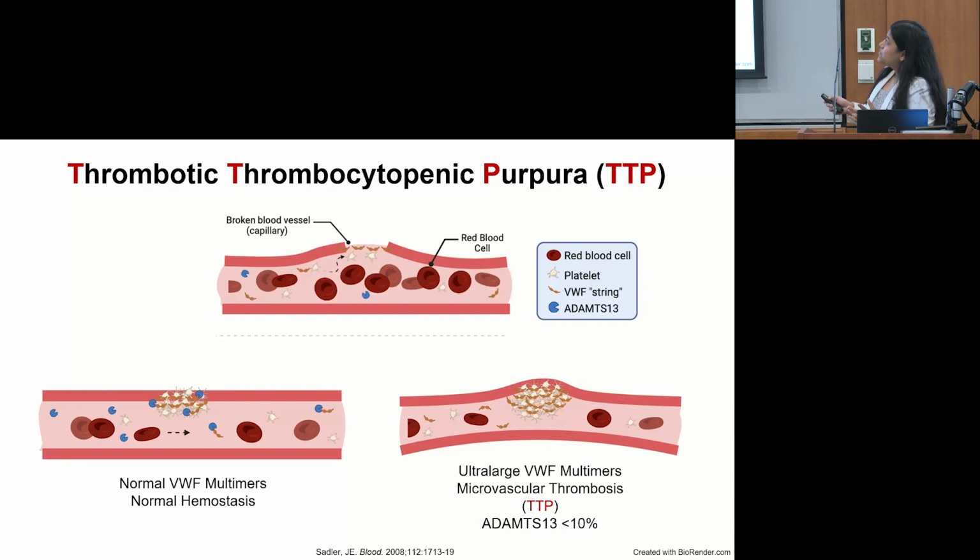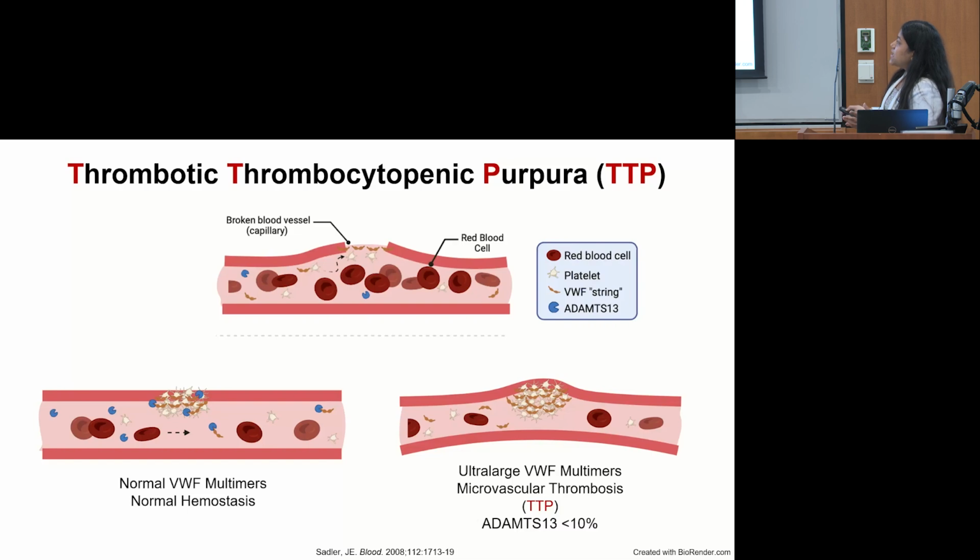So when there's injury to a blood vessel, the site recruits initial proteins to initiate primary hemostasis. So we have here VWF strings, or von Willebrand factor, that actually act as anchor points for platelets. So platelets start forming our blood clot and initiate the whole blood clotting cascade. So in normal hemostasis, we have regular VWF multimer regulation by ADAMTS13 enzyme.